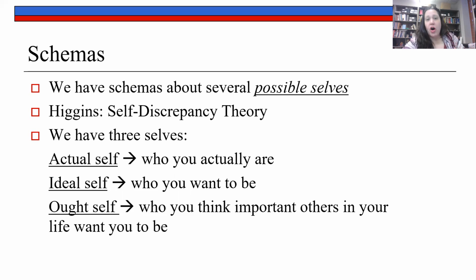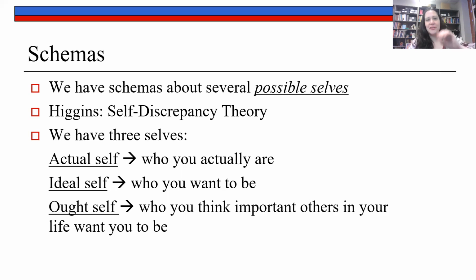Third one is your ought self. Your ought self is, what do you perceive society wants you to be? So it's sort of the social expectations that you feel are put on you. So this might be from your parents, it might be from your culture, it might be from your religion. And so it's what other people want for you. It's not necessarily the same things that you want for yourself. So your ought self and your ideal self might not match up.